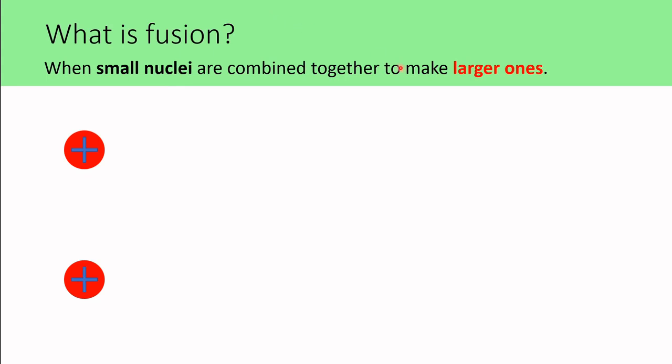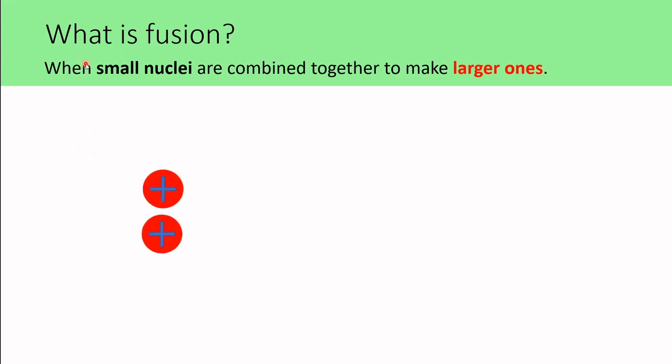So we've looked at fission. Let's go on to look at nuclear fusion. So fission, we said, was breaking large nuclei into smaller ones, whereas fusion is taking small nuclei and making them a lot larger. So here we have two protons, two positively charged protons, and they're going to come together.